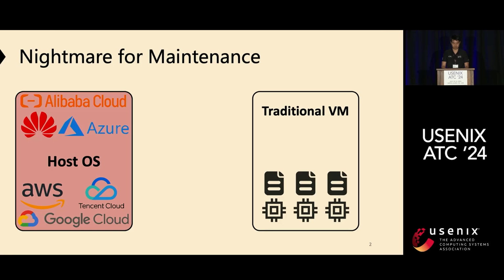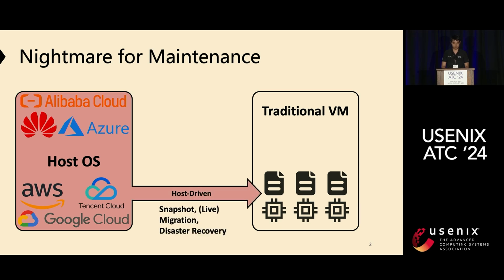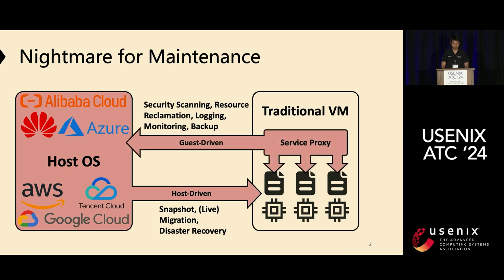While CVMs safeguard the privacy of cloud tenants, they present grand challenges for maintenance. On traditional VMs, the host can intrusively access the guest memory. Operations such as snapshot and migration can then be transparently implemented. Part of the operations require the internal semantics of the guest OS. The tenant installs host agents in VMs that bridge the semantic gap and work in conjunction with the host, for example, security scanning and resource reclamation.